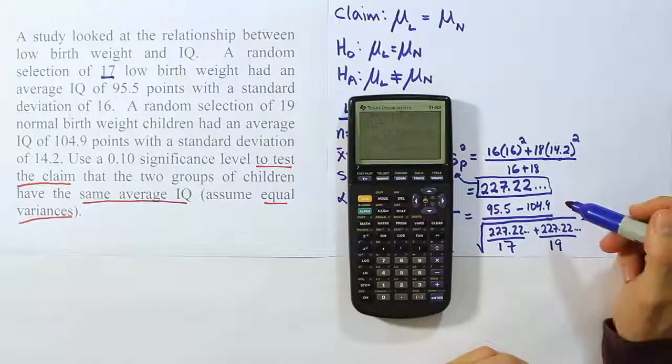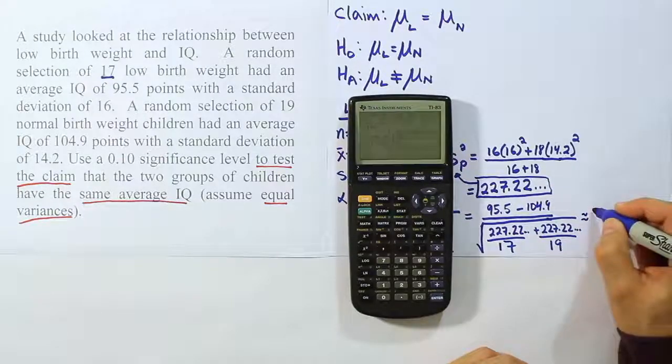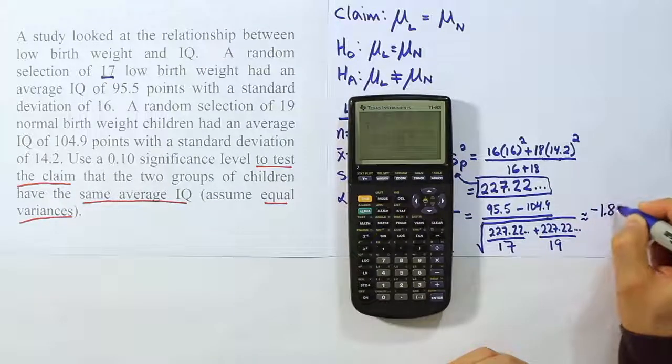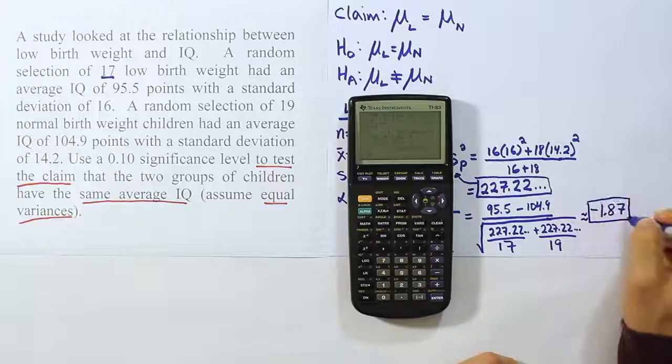Two or three is usually good enough. If you want to be safe, you can go up to 4 in some cases. But in this case, we end up with the answer negative 1.8. And if you're going to go to 2 decimal places, we can call it negative 1.87, right? Okay, so there it is. That's our test statistic, right?